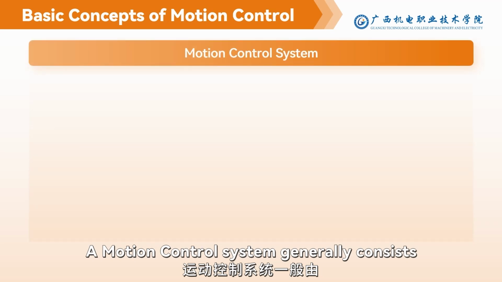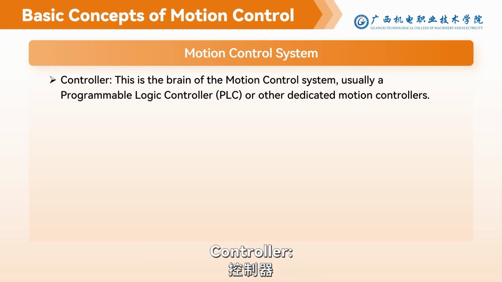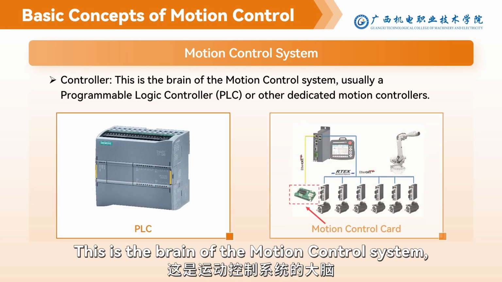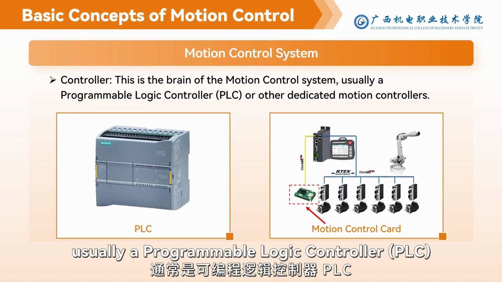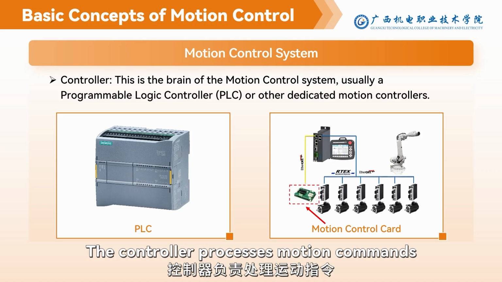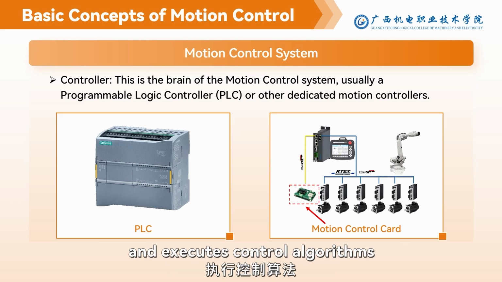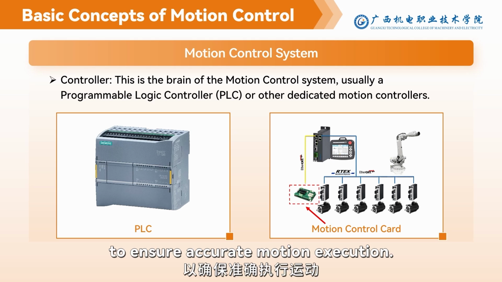A motion control system generally consists of the following 3 main parts. Controller. This is the brain of the motion control system, usually a programmable logic controller or other dedicated motion controllers. The controller processes motion commands and feedback signals and executes control algorithms to ensure accurate motion execution.